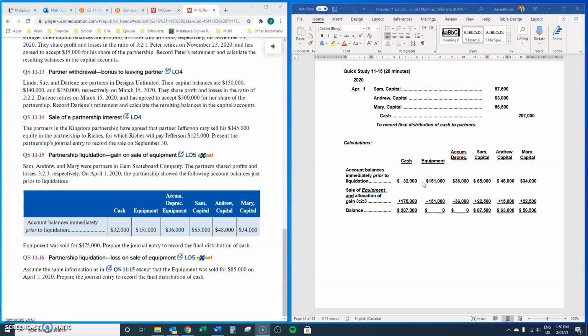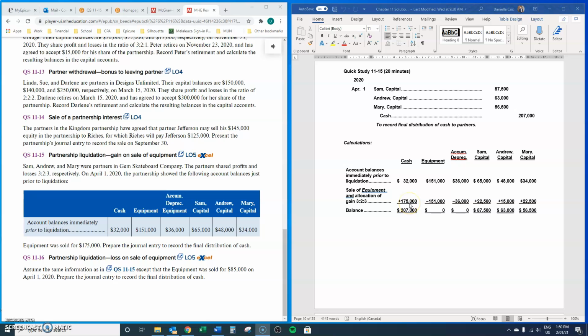Step 1 in the liquidation is to sell the equipment, or not necessarily the equipment, but selling the assets. Then you pay any debts, and then you distribute the remaining capital out. If you look at the assets that they have, it's just the equipment. So the equipment of $151,000 less depreciation of $36,000, the equipment is sitting on the books for $115,000. It tells you that it was sold for $175,000.